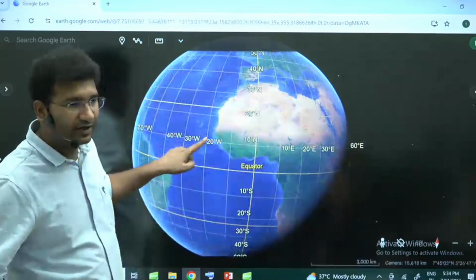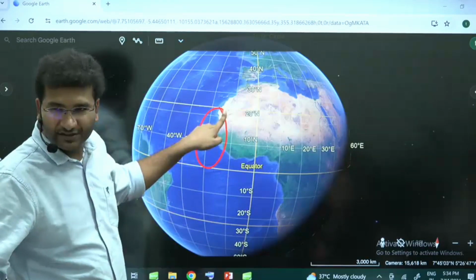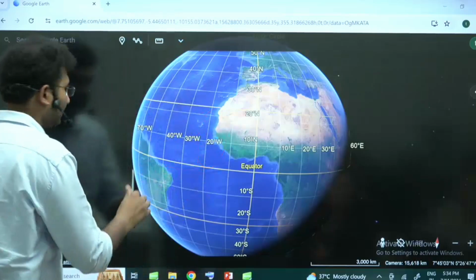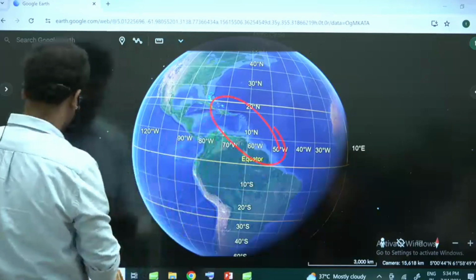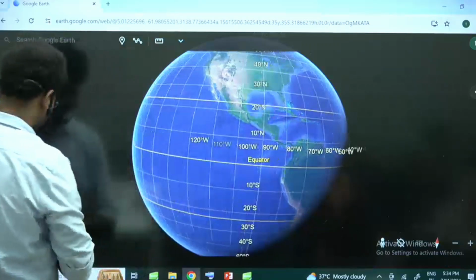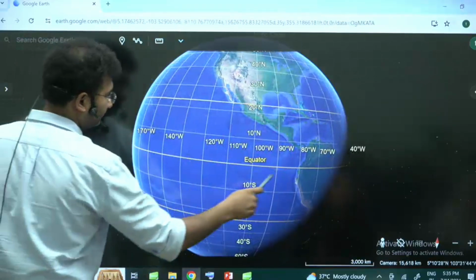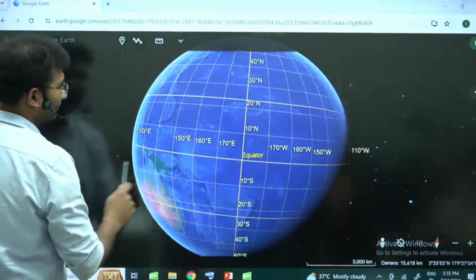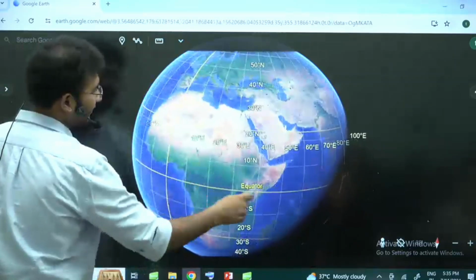What kind of water will you have here? Cold. Fishing industries? Yes. What kind of water do you have here? Warm water. Agriculture. Here? Cold. And here? Warm. Right. But let me take you to the westerlies belt.